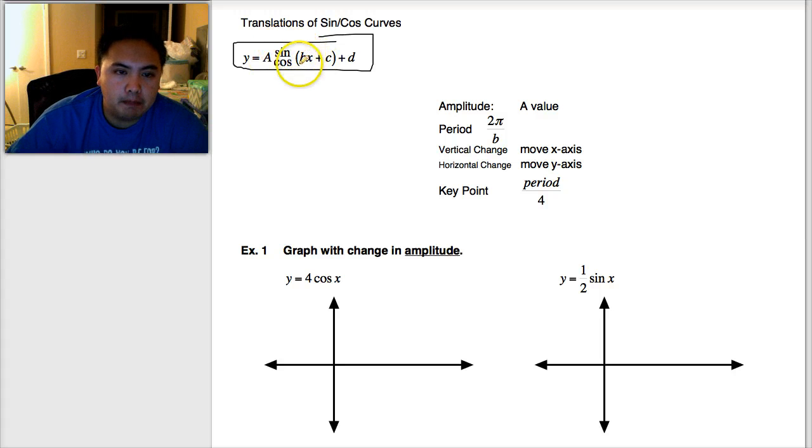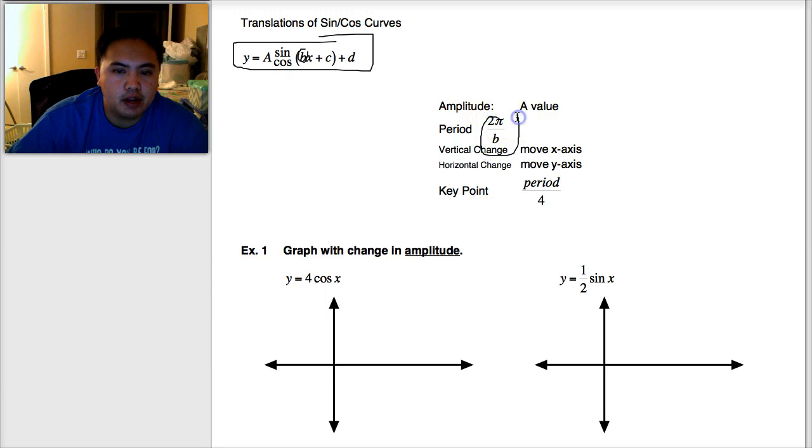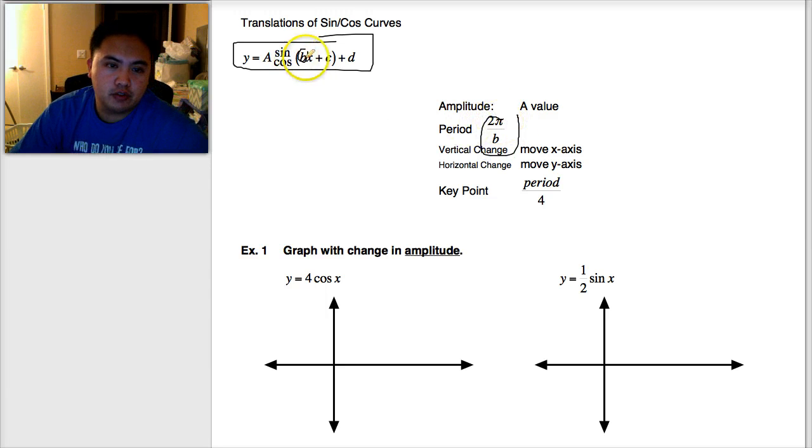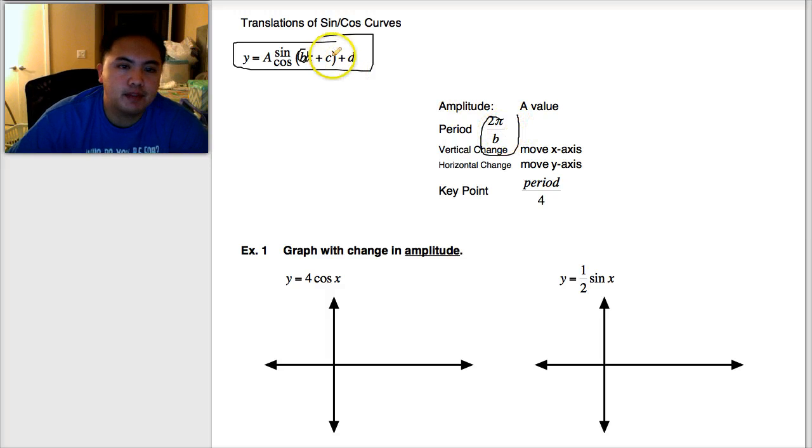Sine, cosine. B represents the period. So remember, normally this wave repeats every 2 pi. But whatever number is here under B, I will take 2 pi and divide by that number, and that will be my new period. So if there's an invisible 1 in front of x, my period will be 2 pi. If b is 2, that means my new period will be pi.